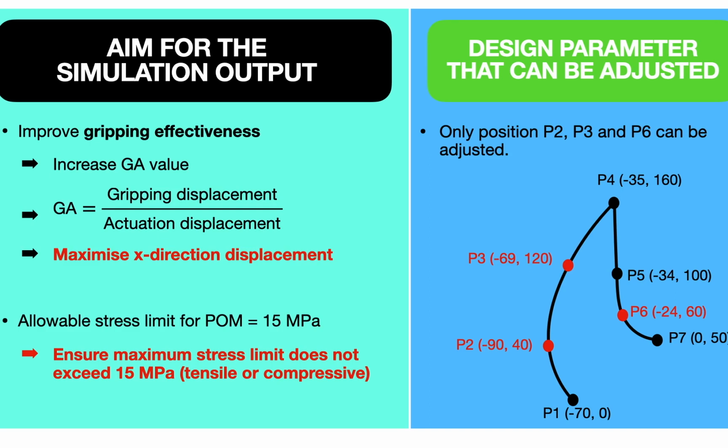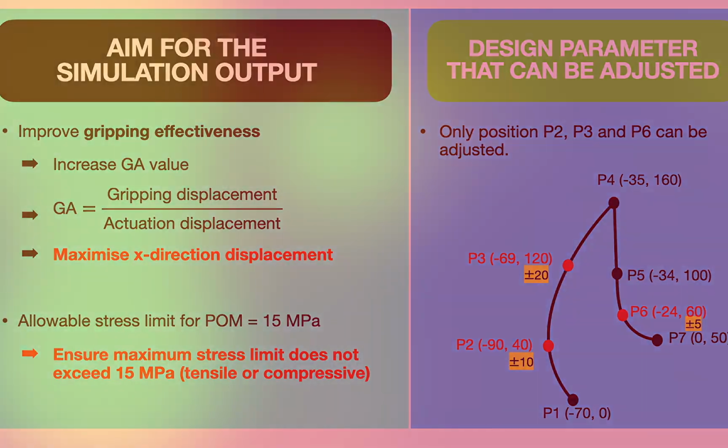The adjustment range usually depends on the manufacturing process. Basically, it is determined from the limitations or capabilities of the machine to fabricate that particular profile. In the case of this flexible gripper, the allowable range of adjustment for point 2 along the y-axis is plus minus 10 mm. At point 3 along the y-axis it is plus minus 20 mm. And finally, the adjustable range along the y-axis at point 6 is plus minus 5 mm.